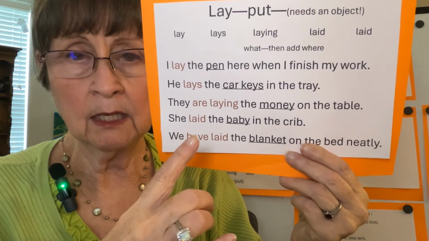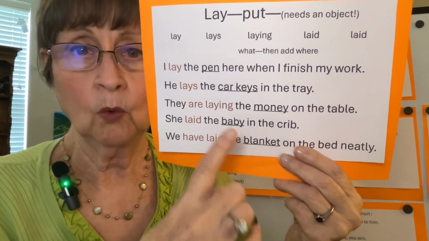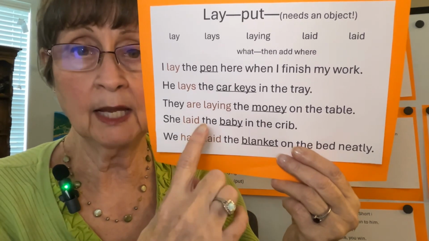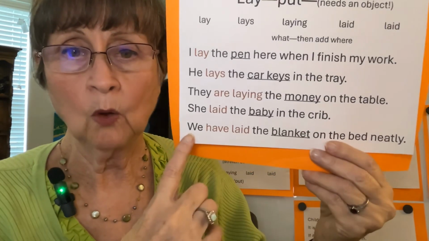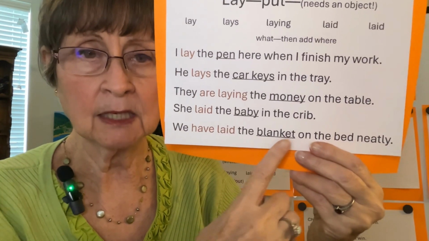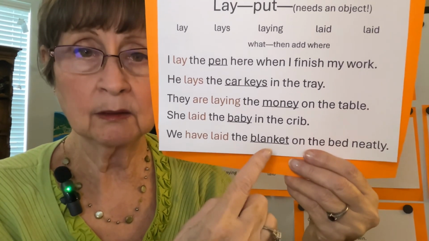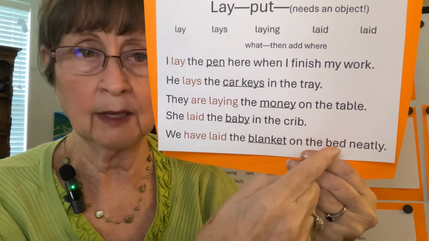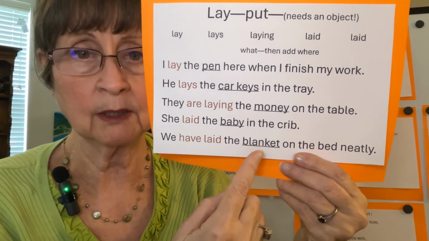She laid the baby in the crib. What or who? She laid the baby in where? The crib. We have laid the blanket on the bed neatly. Laid what? Blanket. Where? On the bed. How? Neatly. You can add adverbs, but you have to have a direct object.